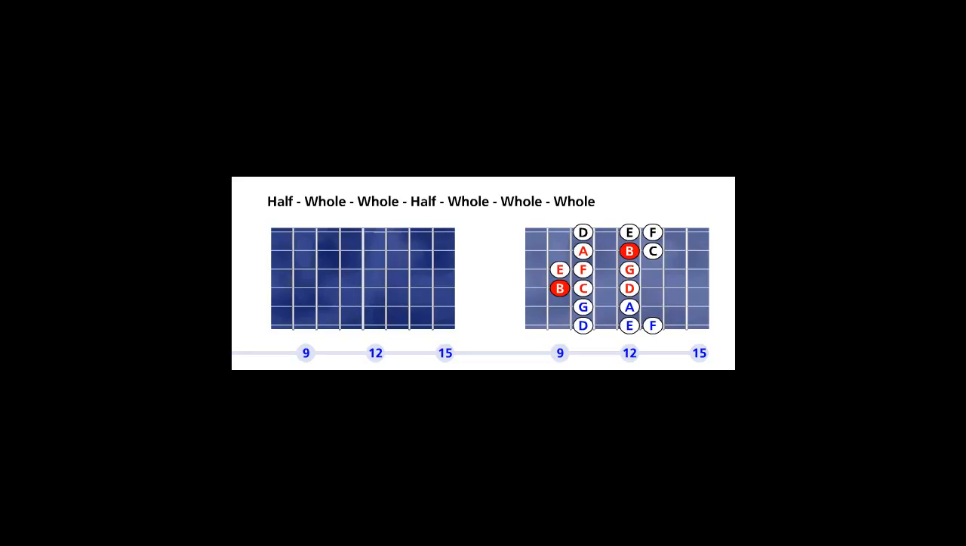The Locrian mode 7 formula is half, whole, whole, half, whole, whole, whole. So a half step is between the first and the second, and a half step between the fourth and the fifth. Let's explain.